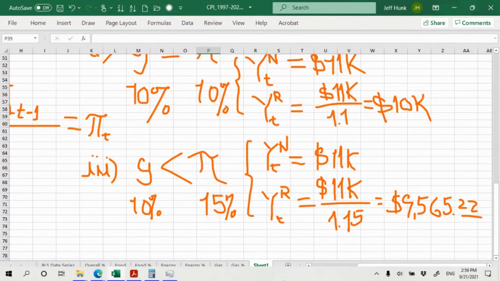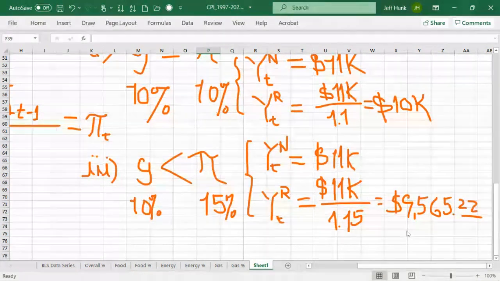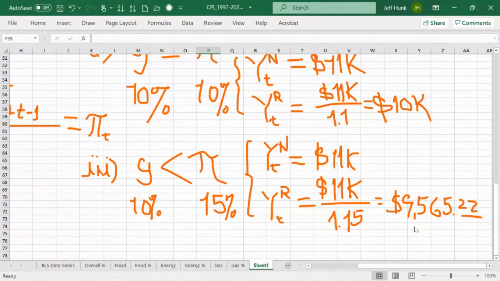Yeah, look, this is then, when inflation is greater than the economic growth rate, what happens to the purchasing power of your nominal $11,000. Your nominal $11,000 will be able to purchase only what $9,565 could buy last year. Right? Does that make sense?